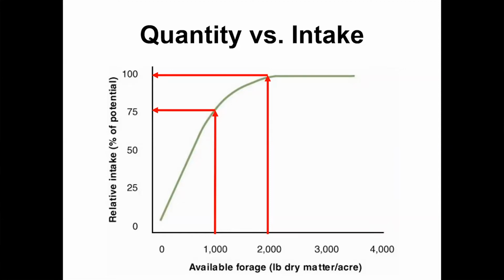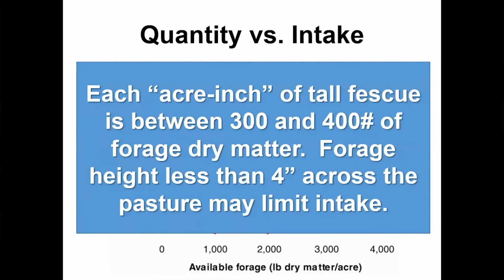And so how we relate this back to our fields in Missouri is that an acre inch, so imagine an acre of pasture that has forage an inch high, each acre inch of tall fescue is somewhere between 300 and 400 pounds of forage dry matter, depending on the quality of the stand. And so if you work that back, essentially 2 inches of forage is going to be, let's say, 800 pounds of dry matter. 4 acre inches of forage is going to be 1,600 pounds of dry matter. As such, what we typically will recommend in extension is that when forage height across your entire pasture gets less than 4 inches, you're going to see a situation where cattle's intake might be limited.